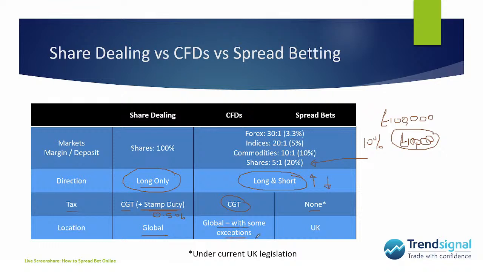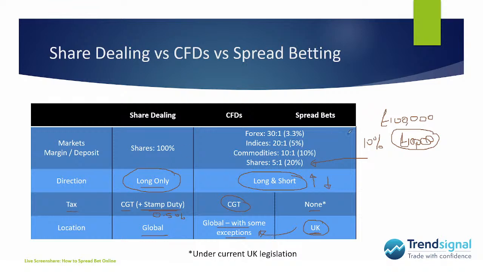CFDs, pretty much every country can trade CFDs, with the exception largely of retail traders in Belgium. I think in the USA, you can't trade CFDs or spread bets there. They have different types of financial products that you can trade for leverage instead. But spread betting is predominantly a UK type of product. So if you live outside of the UK, you're more likely to trade these things as a CFD than as a spread bet, but they are broadly the same. The only real difference is just slightly different packaging.